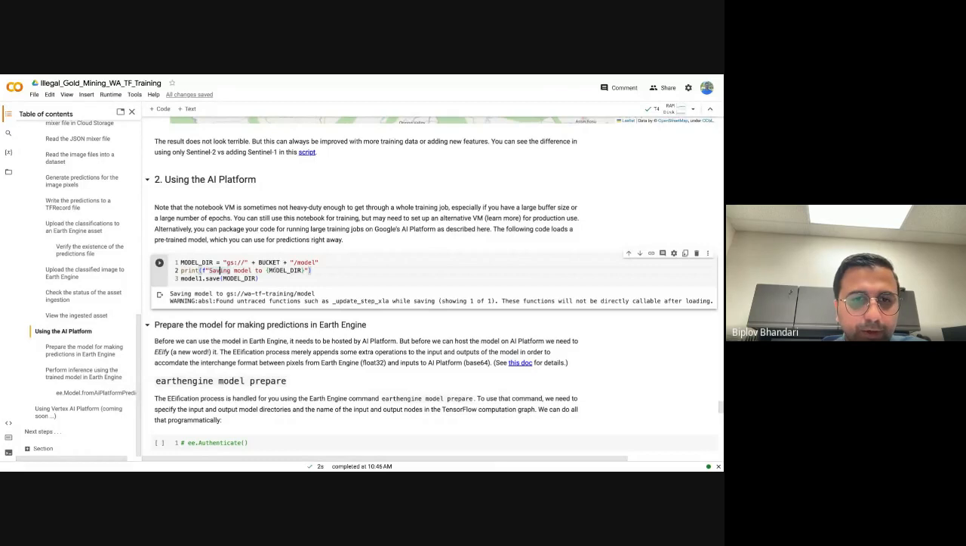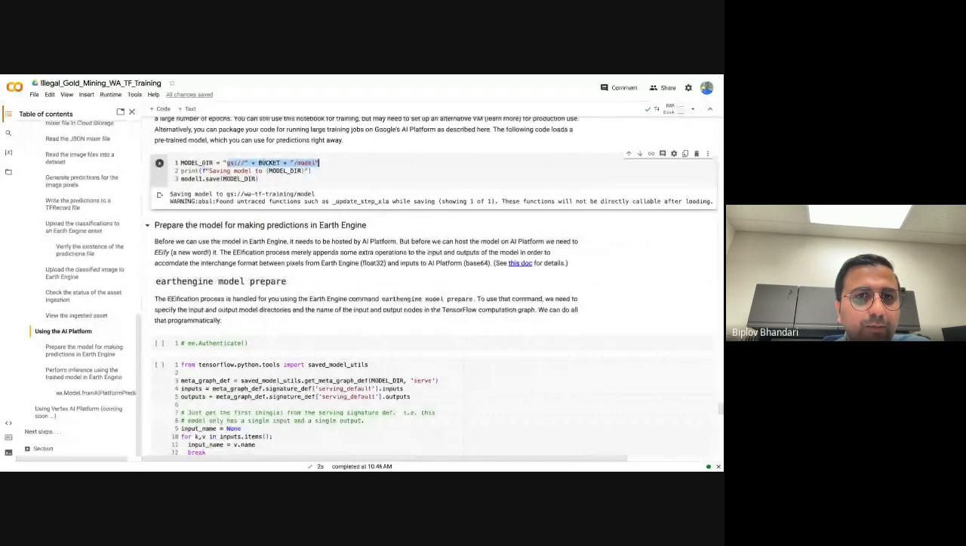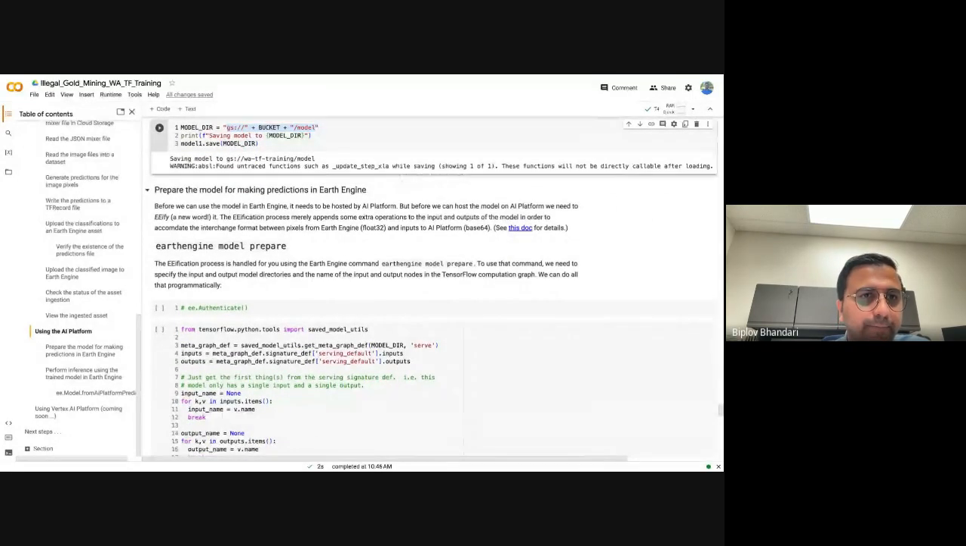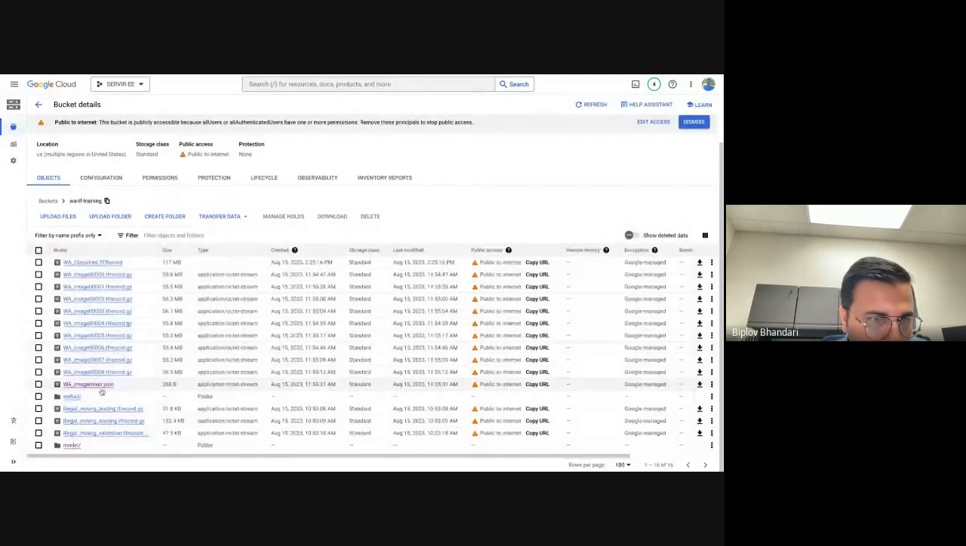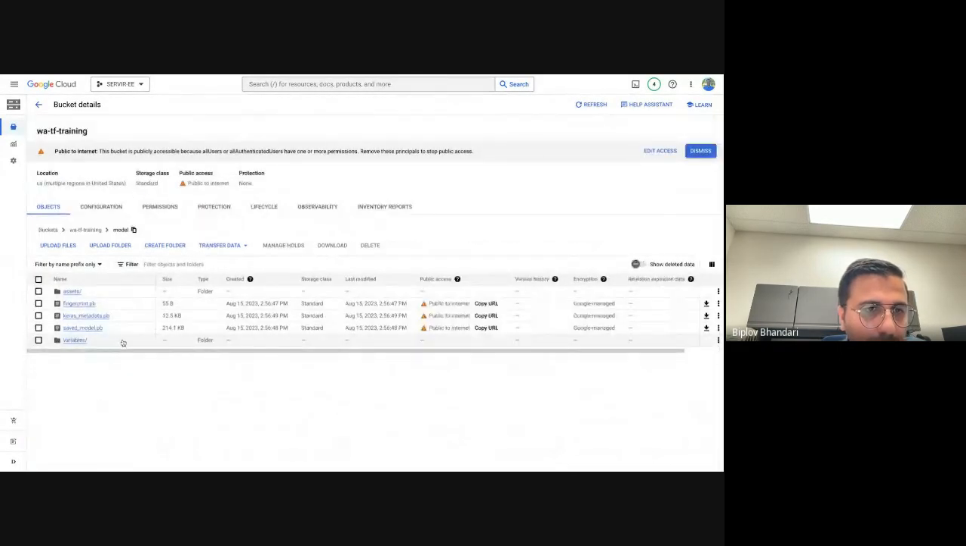But basically here we are uploading whatever our model is. So this is the model 1 dot, and then we are saving that to our bucket. Once we save our model to the bucket, you have this folder here, and when you go and look at that, it's all the model in a format that can be consumed by the AI platform.